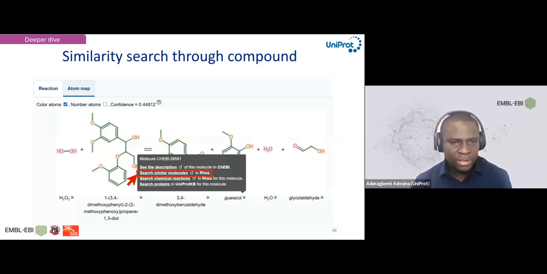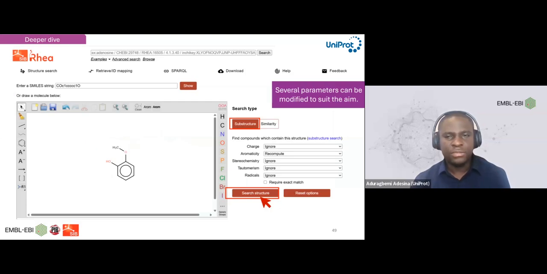You can search in ChEBI, you can see the description of the molecule in ChEBI, you can search for similar molecules in Rhea, and you can search chemical reactions in Rhea as well. So if you click to search similar molecules in Rhea, you'll be led to this page where you will find the substructure of your molecule of interest. Why is this important? For example, if you're interested in enzymes catalyzing novel reactions and you don't know where to find them, you can probe the database like this.